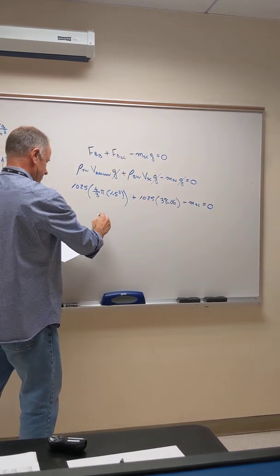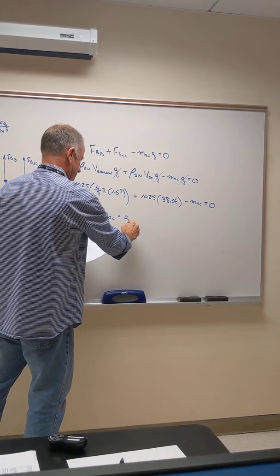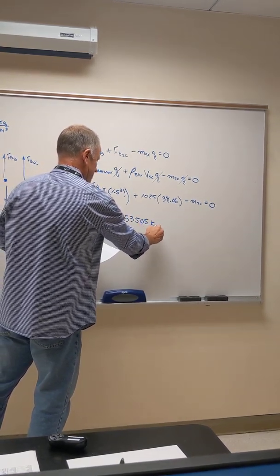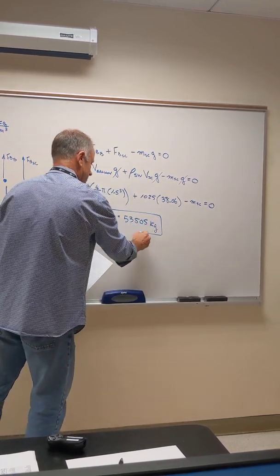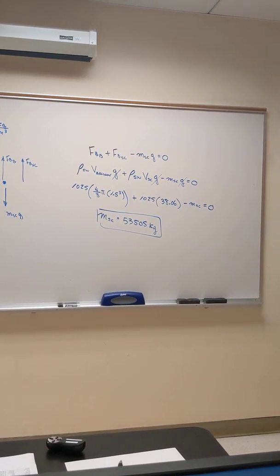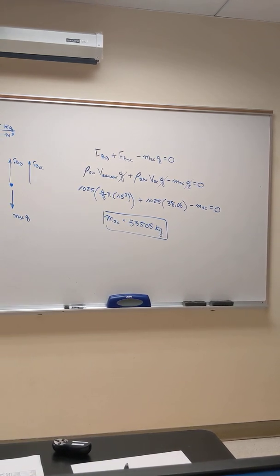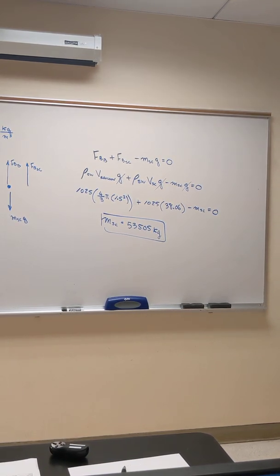Calculate, you should get, what'd you guys get? 53505. I agree. Kilograms. Within some rounding error, you might have something slightly different. Are there questions about this problem? Notice I identified the forces first. Don't forget, if something's in a fluid, there's a buoyant force on it.